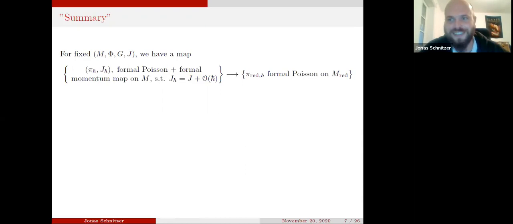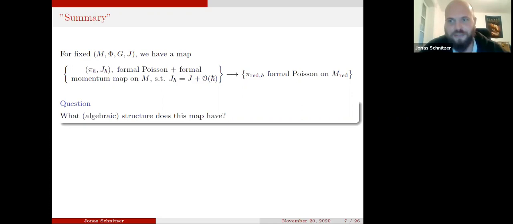So if we don't fix this, there is no reduced manifold. Just a reminder, a reduced manifold was the zero level set of the moment map modulo the Lie group, okay? But then we have a map from formal Poisson structures with formal moment maps to formal Poisson structures on the reduced manifold, okay? So the question I try to answer during this talk is, what kind of algebraic structure does this have?